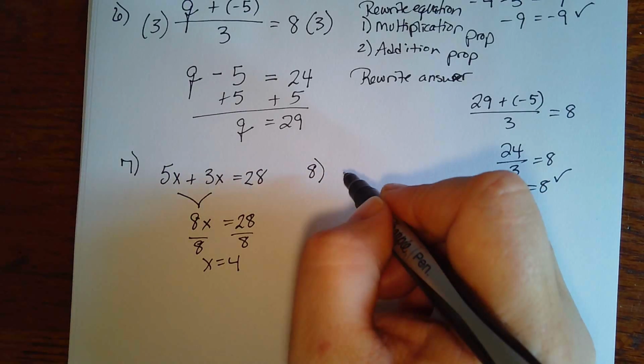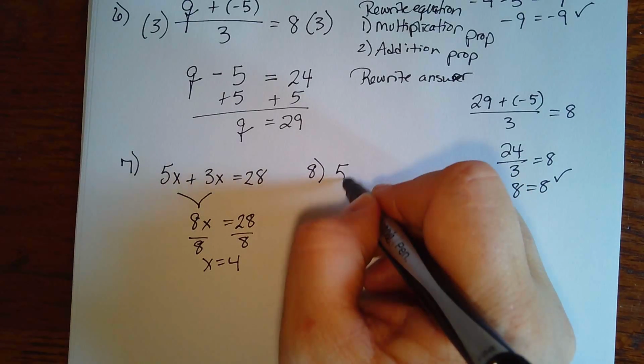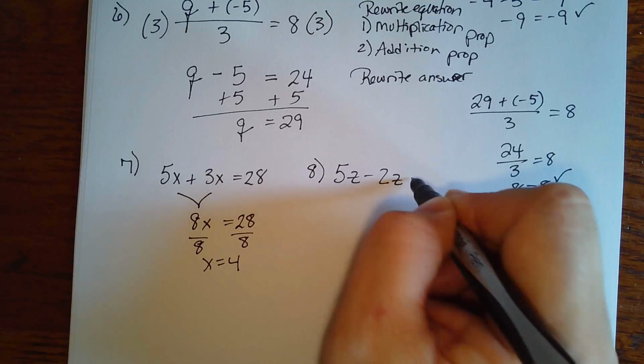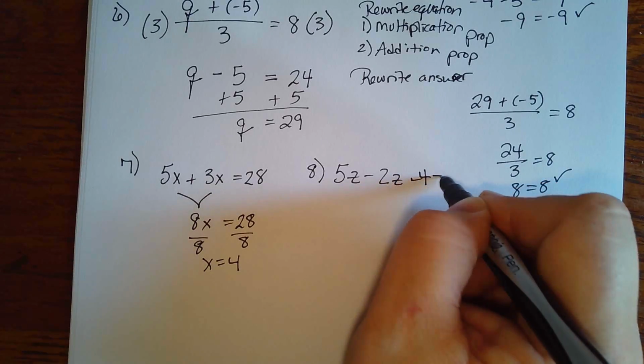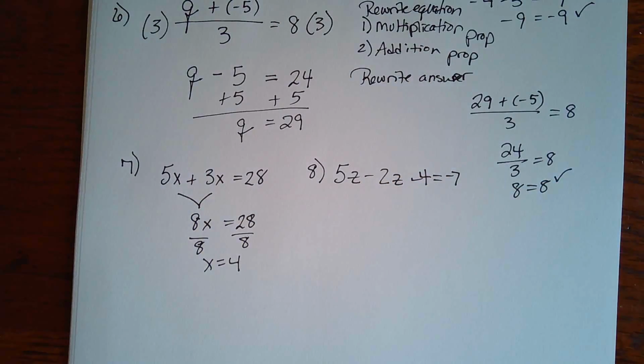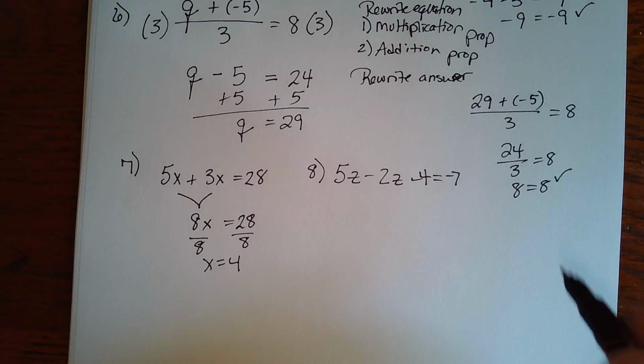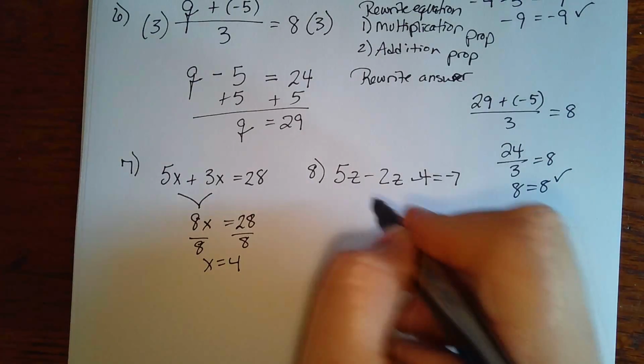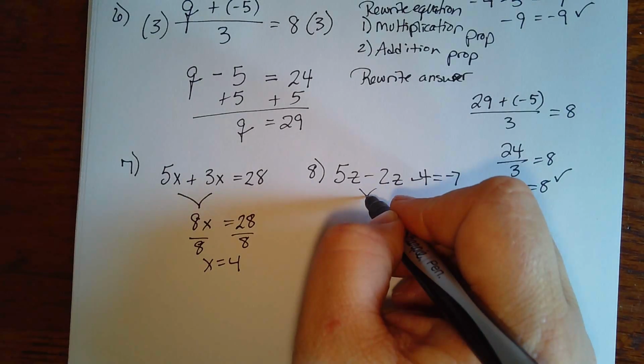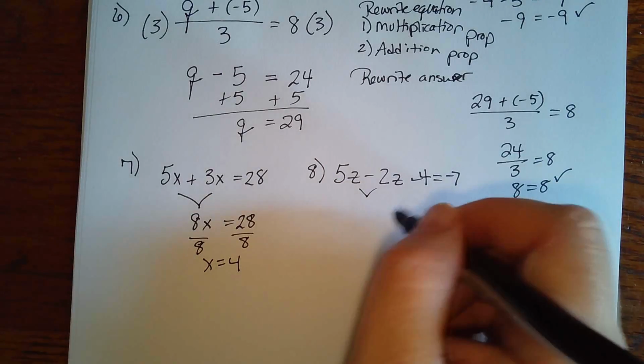All right, so look at number 8. 5z minus 2z minus 4 equals negative 7. All right, so take a moment, pause the video. Did you pause it? All right, let's work through it together. So the first thing we're going to do is combine like terms before we move across the equal sign. So when I combine these two, 5z minus 2z is 3z.